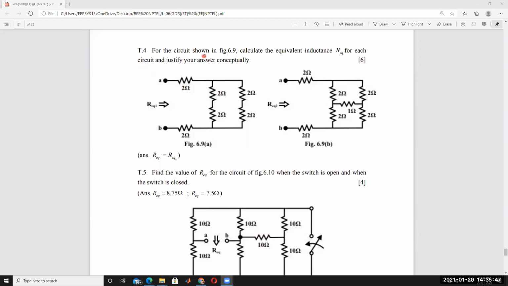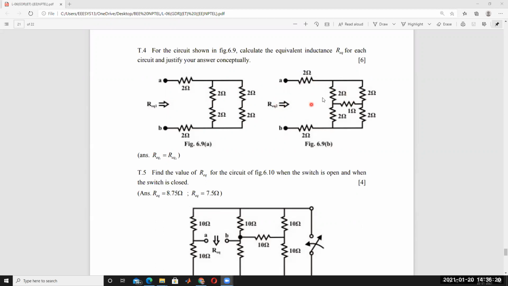For the circuit shown in figure 6.9, calculate the equivalent resistance R equivalent for each circuit. Justify the answers. So R equivalent 1 is equal to R equivalent 2. This circuit is equal to this circuit. This is the equivalent circuit. So 2 ohm series and parallel, and these two become parallel, and we will get one resistance R equivalent, and that R equivalent is equal to this also.